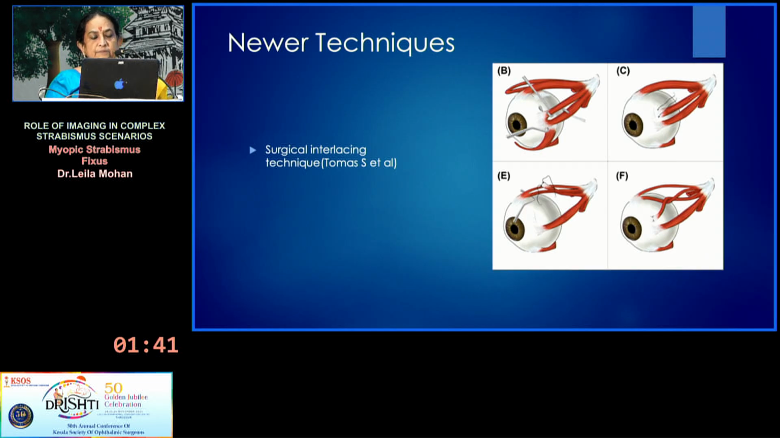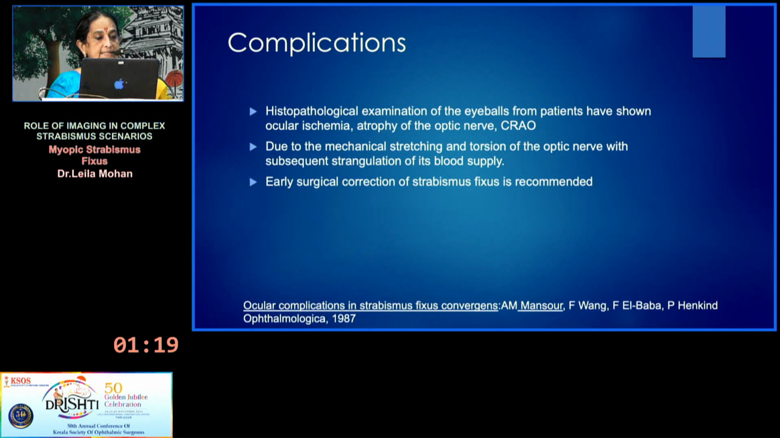These are some of the newer techniques where there is surgical interlacing. You split half of the superior and lateral rectus, and the lateral rectus is taken through the superior rectus, between the medial half and lateral half, and then sutured back to the insertion so that there is no chance of prolapse of the globe through the space between the superior and lateral rectus.